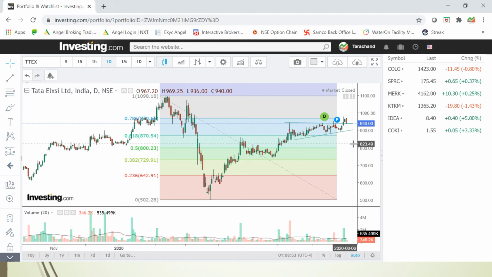Okay, now let's take a couple of examples for Fibonacci extension. Okay, so I have, say, Dabur.